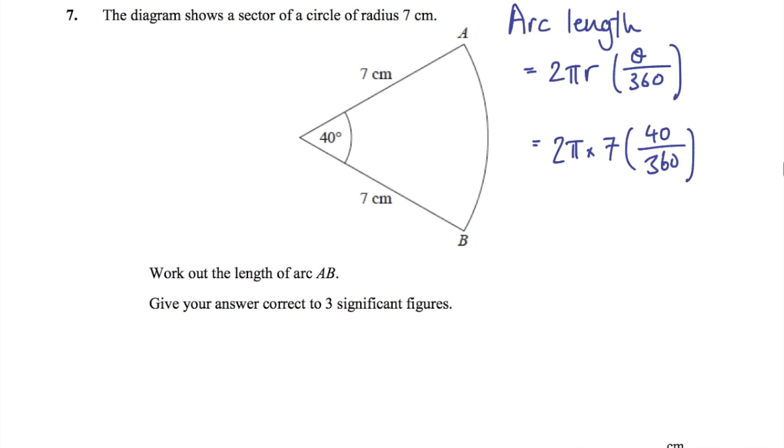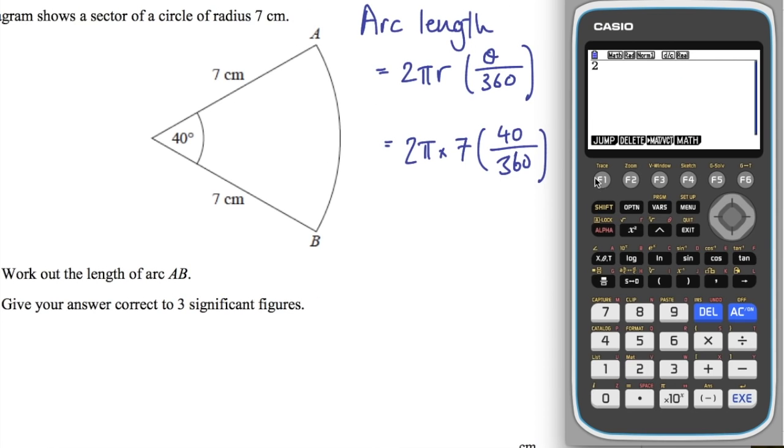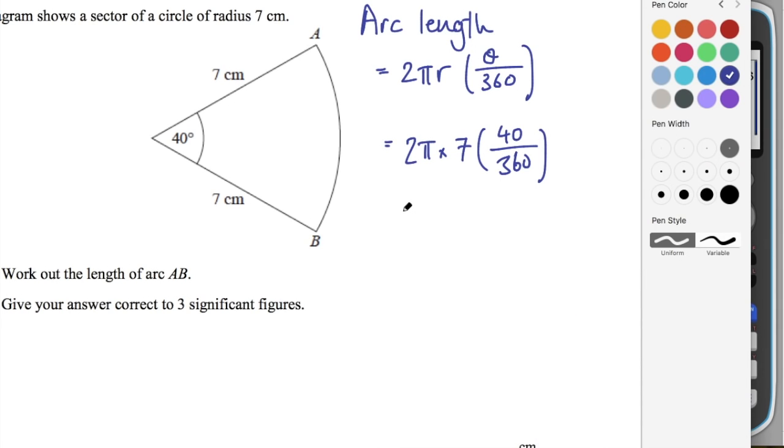And rather than simplify any of that, let's just put it straight into a calculator. So we've got 2 pi, there should be a pi button somewhere on your calculator that you have to press shift to get. Multiply that by 7, and then brackets 40 divided by 360, and equals, and you might get it in this fraction form, and you just have to press the SD button to get it in decimal form, and we get 4.8869.